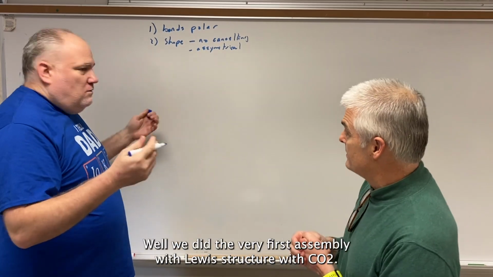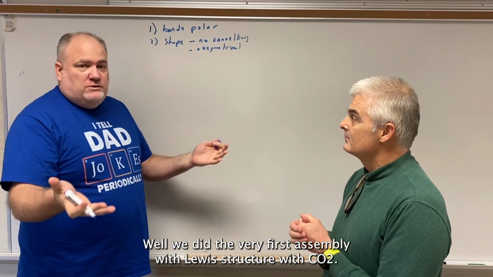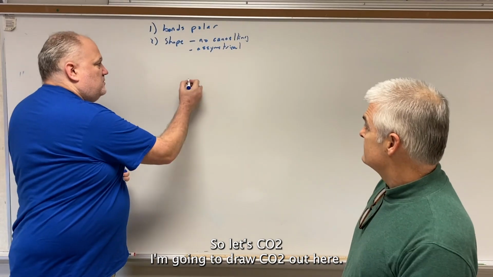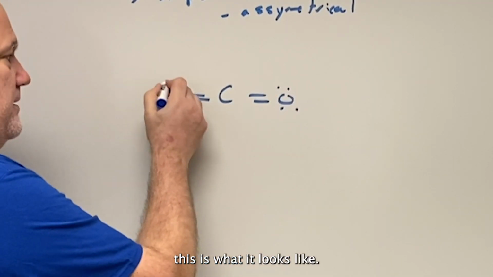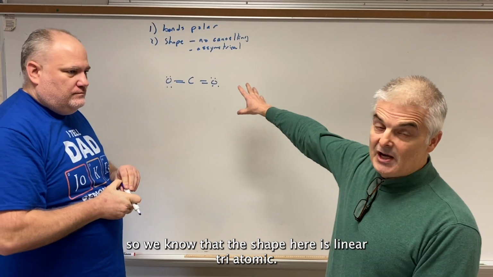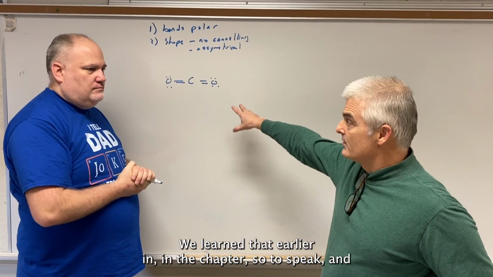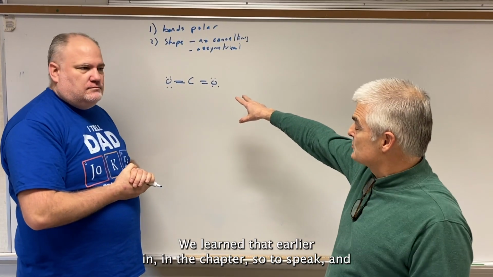So what's the first example you want? Well, the very first example we did with Lewis structures was CO2. Let's do CO2. I'm going to draw CO2 out here, and we're going to draw it with all its glory. This is what it looks like. All right, so we know that the shape here is linear triatomic. We learned that earlier in the chapter.